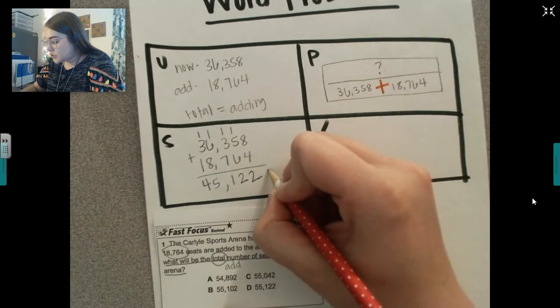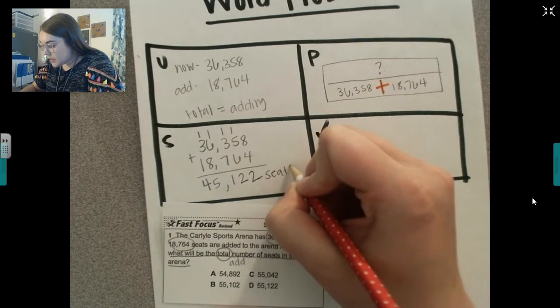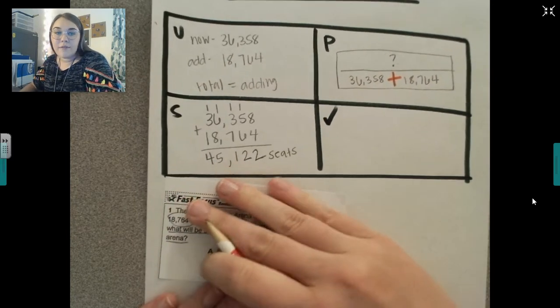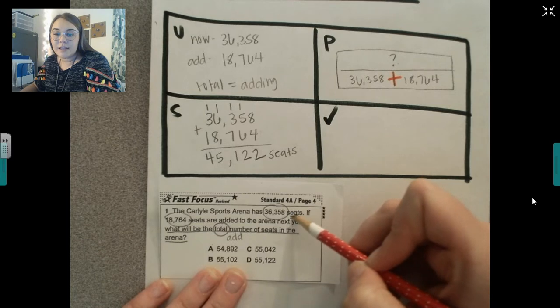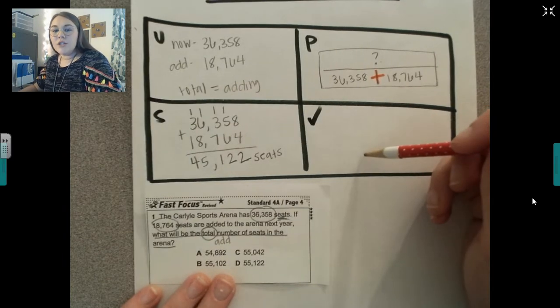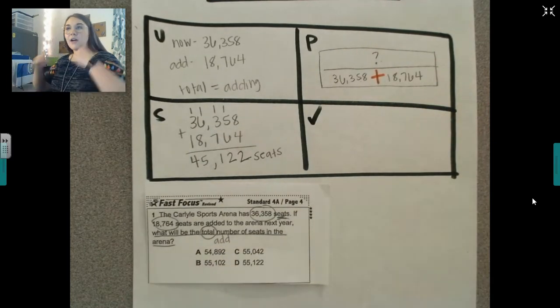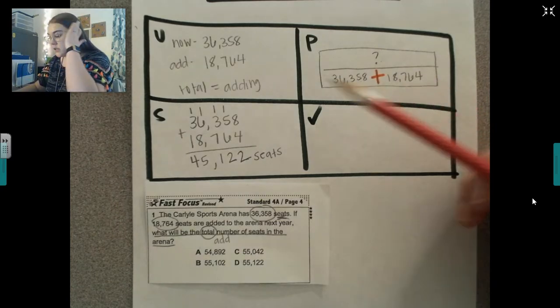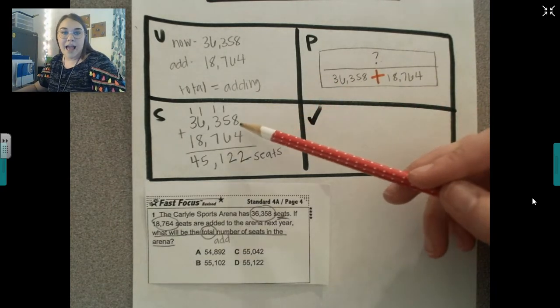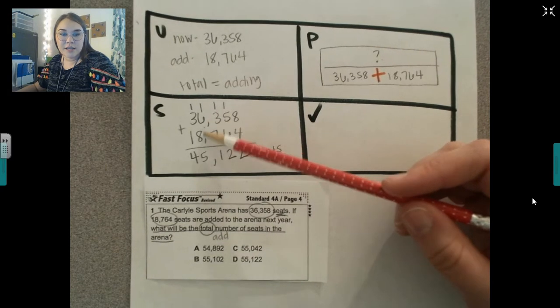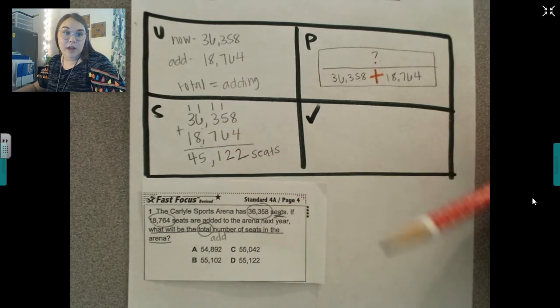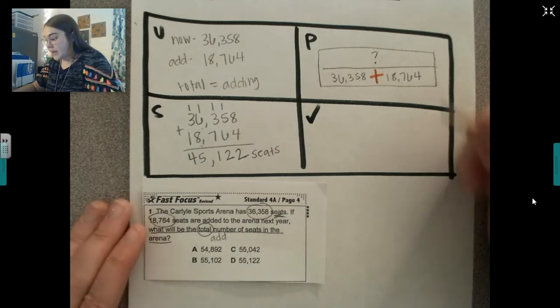So I'm going to make sure to label my answer 45,122 seats because it's talking about the seats. So what am I going to do for the check? I cannot explain if this is reasonable or not because to be honest with you, off the top of my head, I can't add those numbers. Even if I rounded them to 36,000 and 19,000, I wouldn't be able to do that in my head. So I'm going to have to check my answer.